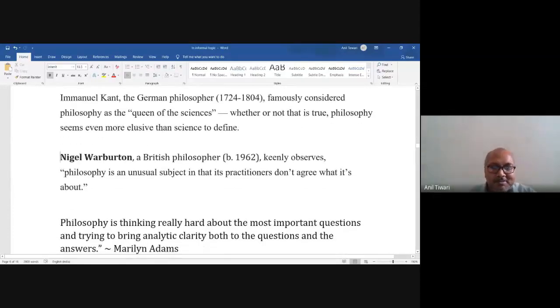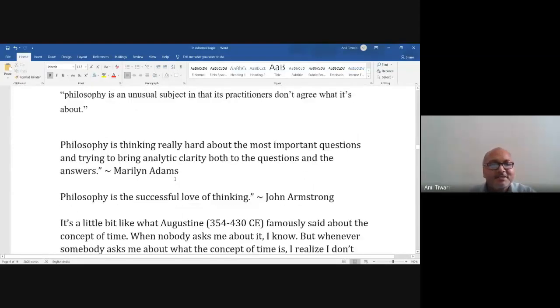Now, this person, quite young, born in 1962, a British thinker, Nigel Warburton, suggested that philosophy is an unusual subject in that its practitioners don't agree what it is about. So you just saw the image. Perhaps his definition can be considered as a kind of disagreement which is embedded in the practice of philosophizing, right?